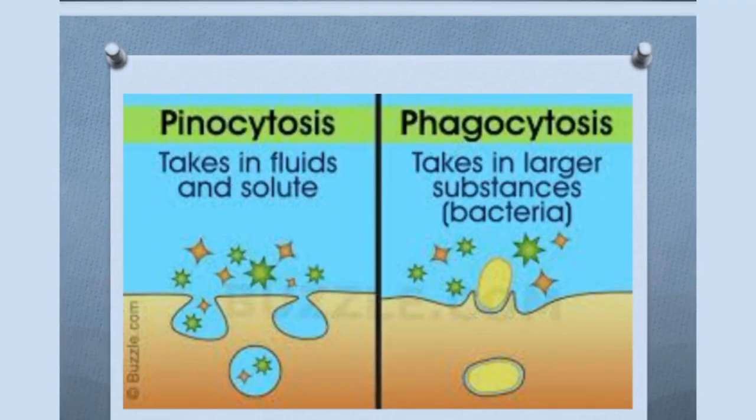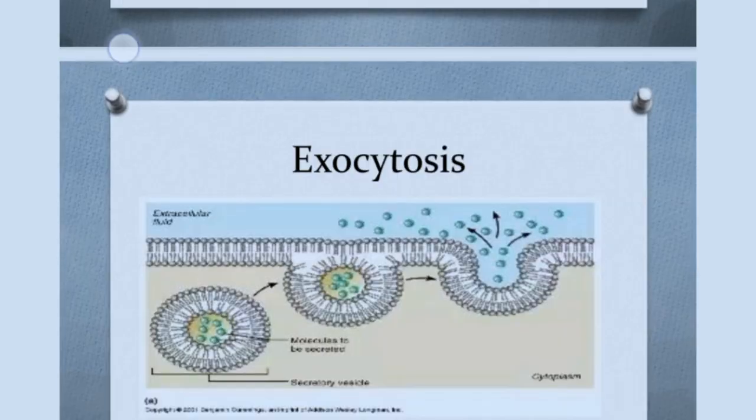Let us compare pinocytosis and phagocytosis. In simple words, pinocytosis takes in fluids and solutes, while phagocytosis takes in larger substances, for example, bacteria.